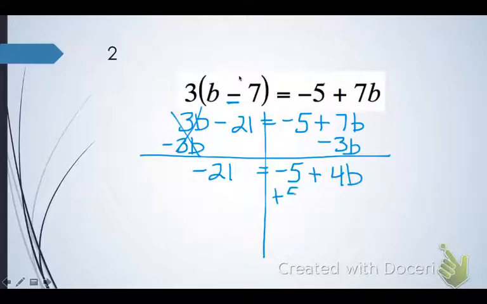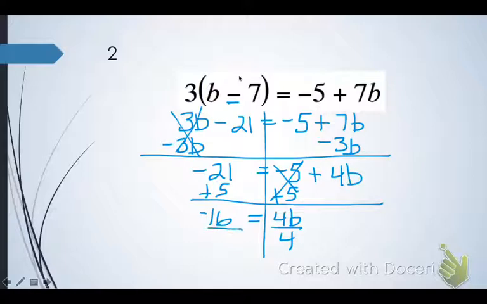I need to add 5 to cancel out the negative 5. On the left side, though, I have negative 21 plus 5. That is different signs, so I need to subtract and get negative 16 equals 4b. Divide by 4, and we get b equals negative 4 as the answer.